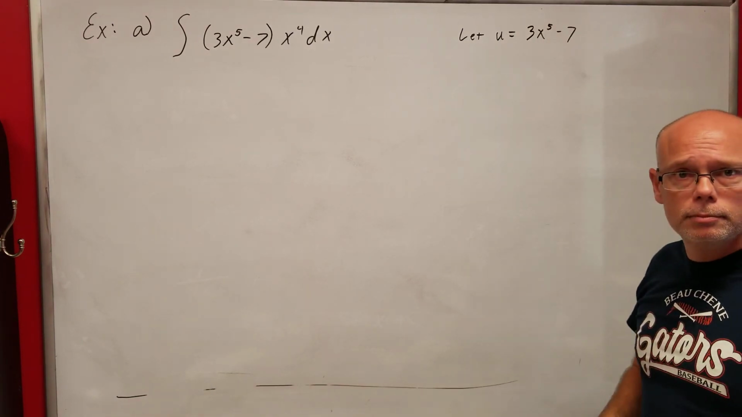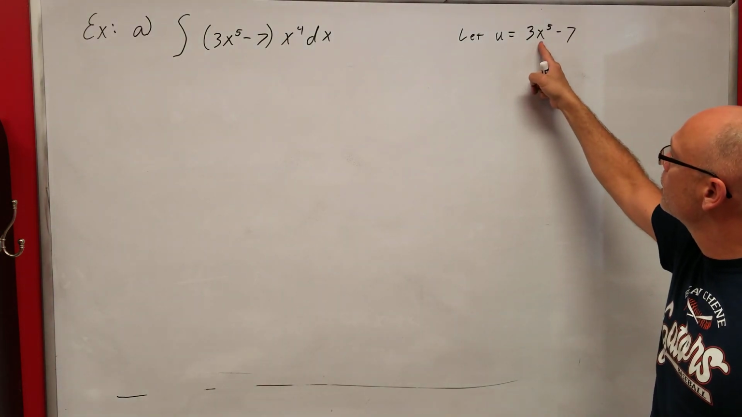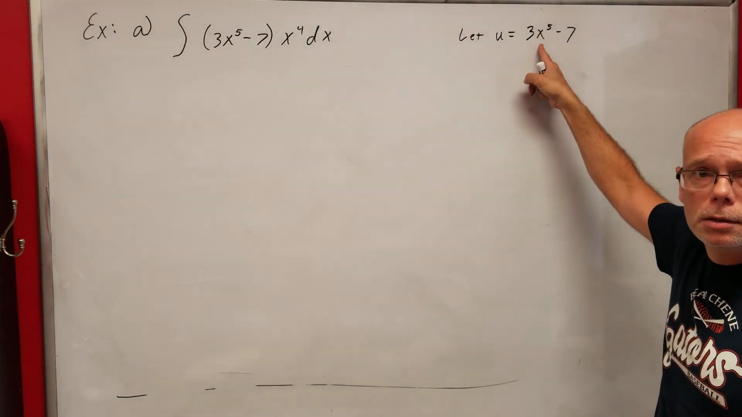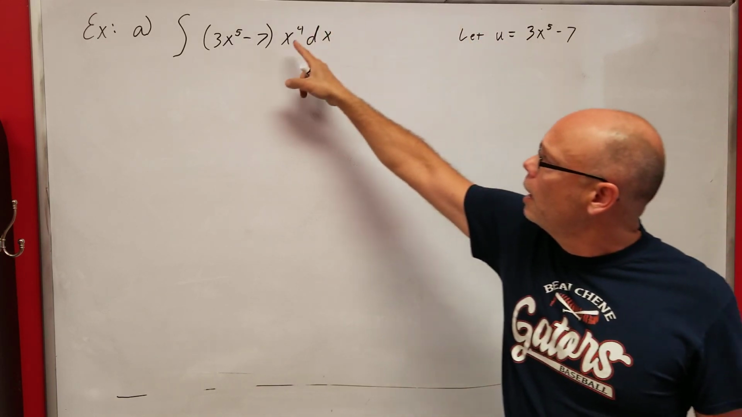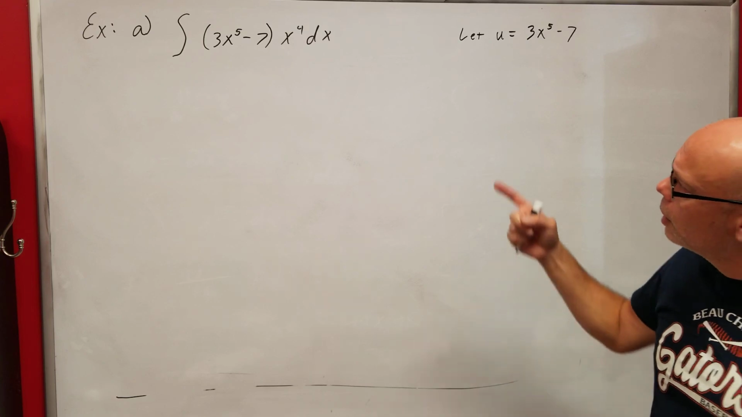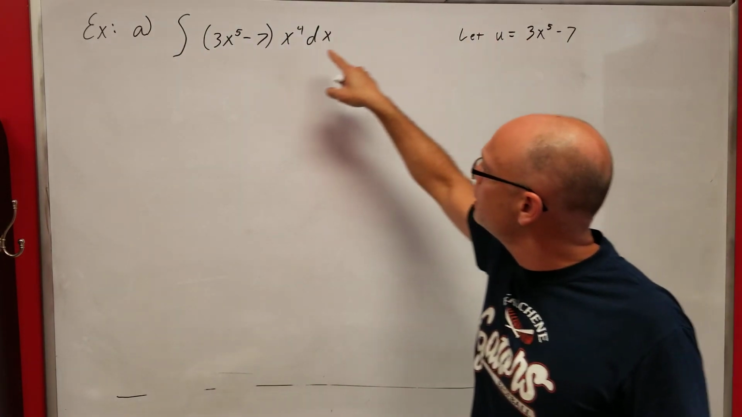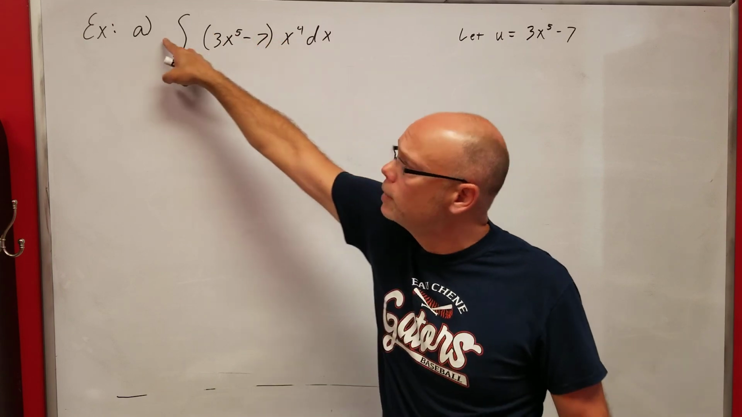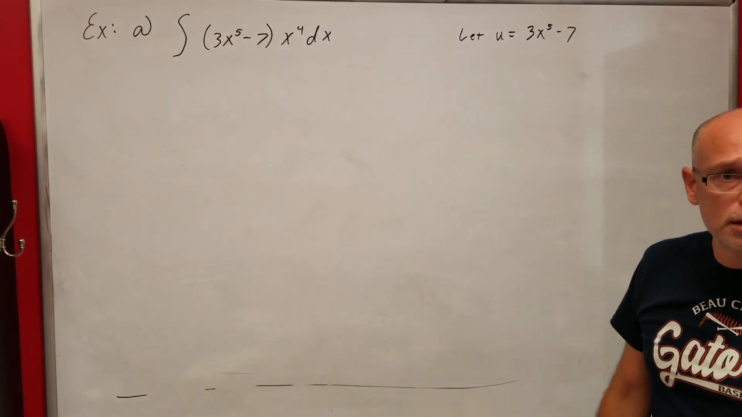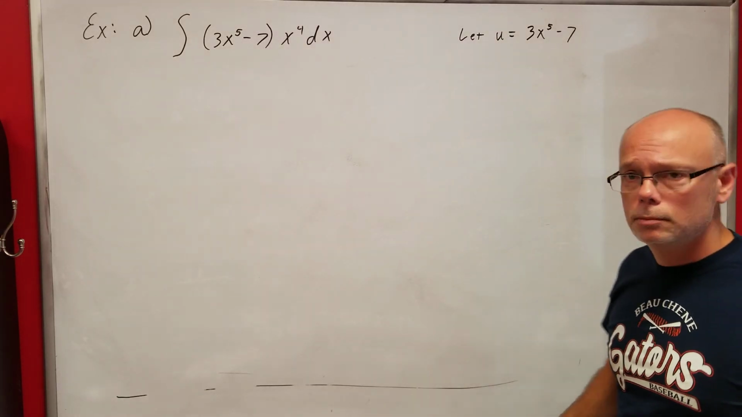minus 7. Now, imagine in your head, what if I take the derivative of this? What am I going to get? 15x to the 4th? I have an x to the 4th. It doesn't matter if you have some constant multiplied by that, because you can always take the constant and pull it out. So if I end up having 15x to the fourth, I can take that 15 and pull it out. That's not a problem, okay?